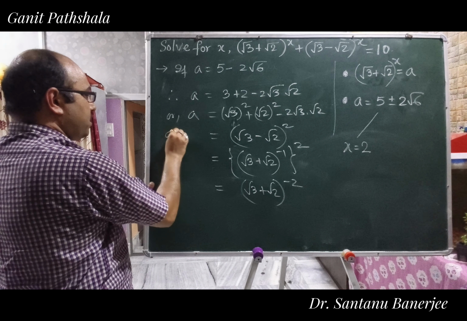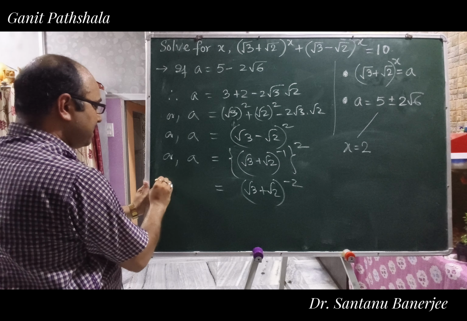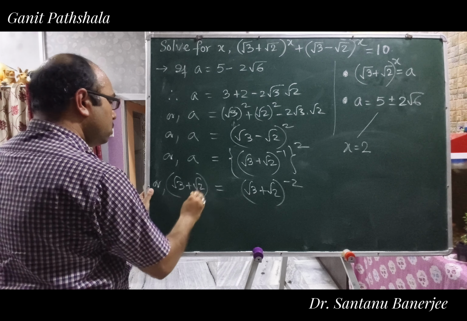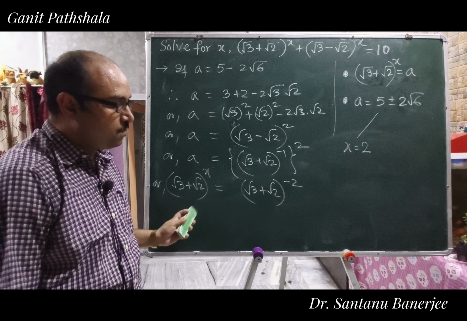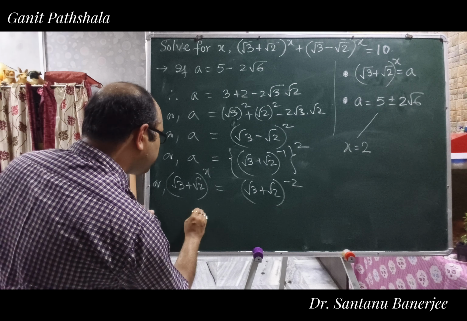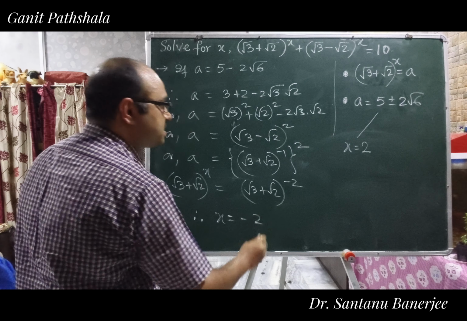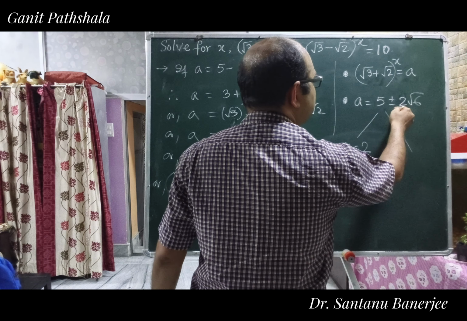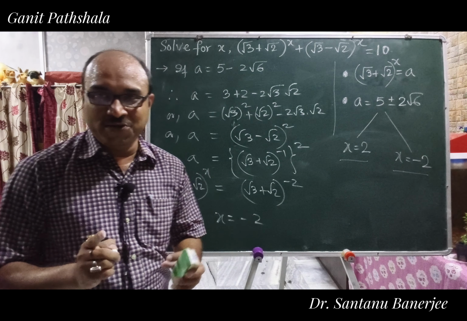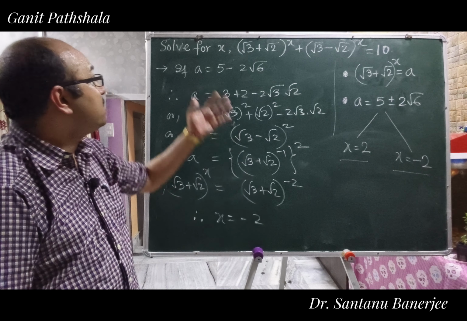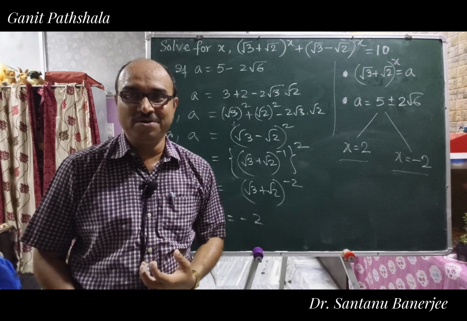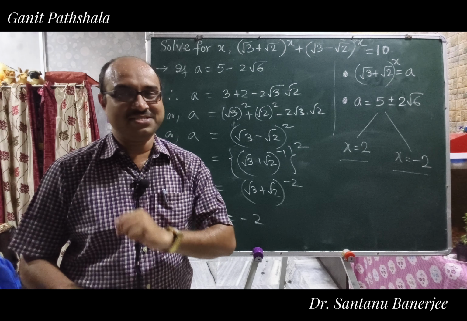So A equal to this. And A means what? This root 3 plus root 2 whole to the power x. So now see, the bases are equal, both sides you have root 3 plus root 2 and the powers are x and minus 2. So if you equate the powers, we have x equal to minus 2. Similarly, if you consider A as 5 minus 2 root 6, you have x equal to minus 2. So these are the two solutions of this problem. In this problem, you had to find out the value of x, and the values of x we found are 2 and minus 2.